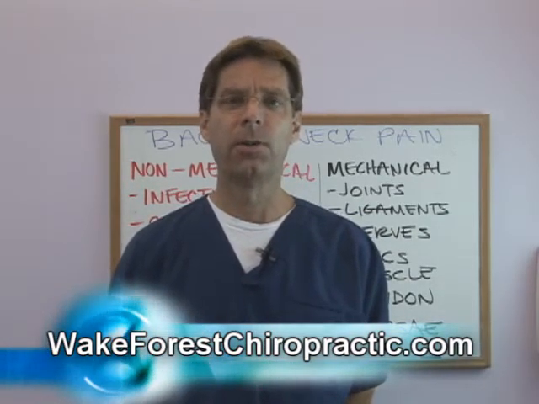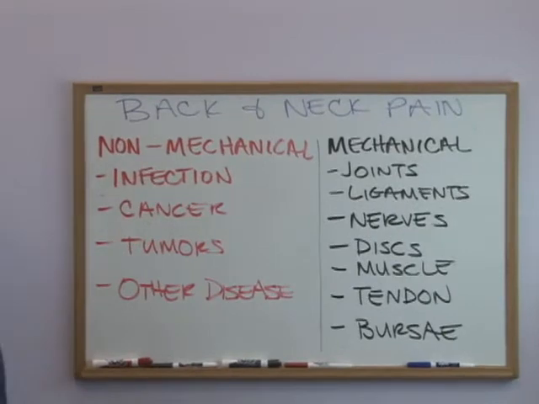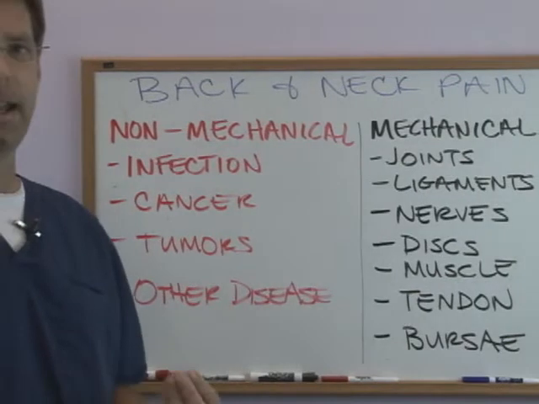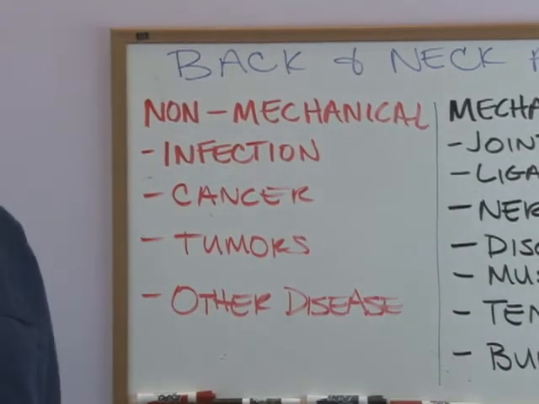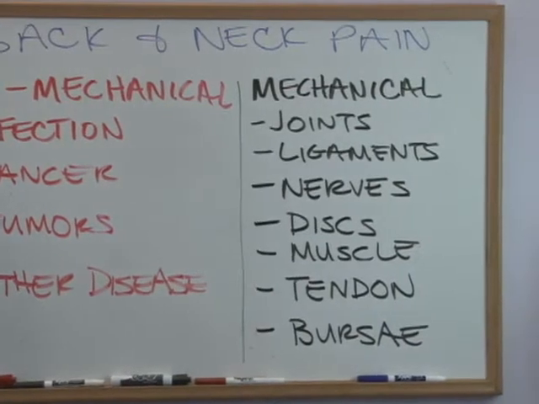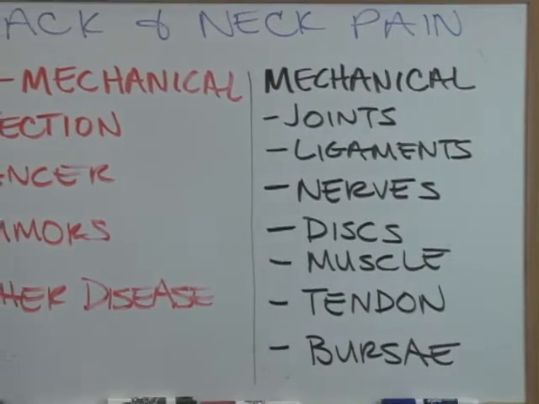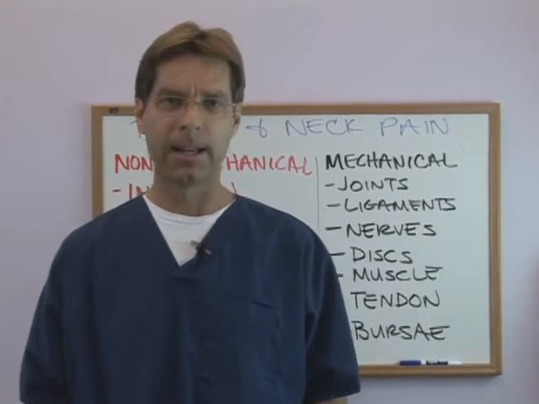There really are two types of pain that we will experience. One is mechanical pain, and the second is non-mechanical pain. If we take a look at this board right here, it breaks down the major categories for these two types of pain. Non-mechanical pain is the bad stuff. That would be the infections, cancers, tumors, other diseases of that nature. Mechanical pain comes typically from joints and ligaments and nerves, discs, muscle, tendons and bursa within the body. And so that is the universe, if you will, as far as back and neck pain.